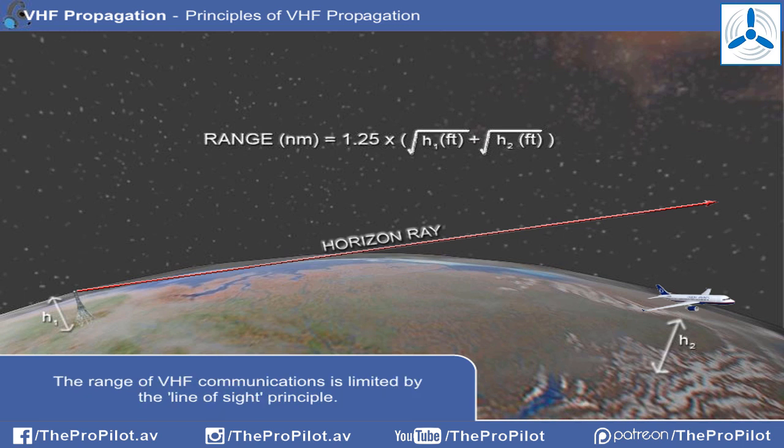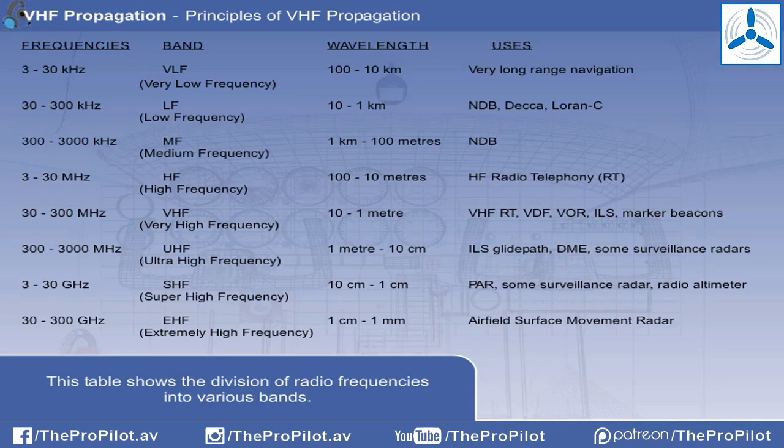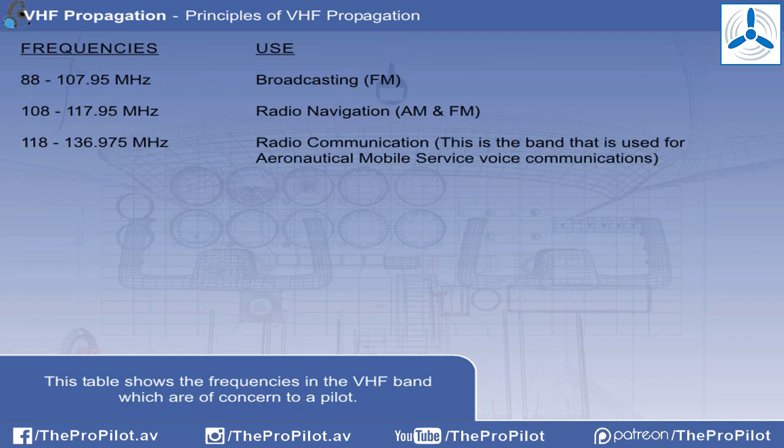From this you can see that the range of VHF communications suffers from line-of-sight limitations caused by the curvature of the Earth, and also high ground or other objects which limit the line of sight. This table shows the division of radio frequencies into the various bands. Note that the VHF and HF bands are used for radio communications. And finally, this table shows the frequencies in the VHF band which are of concern to the pilot.